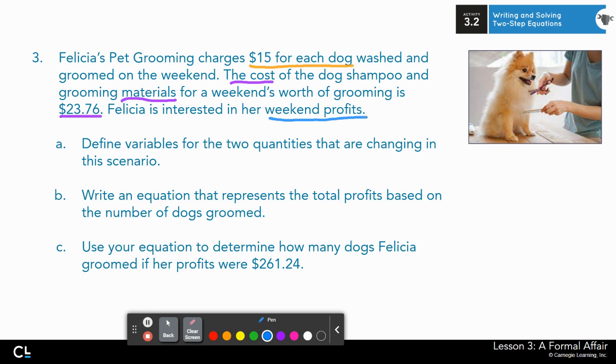That's important. Felicia is interested in her weekend profits. So again, in 3A, you're defining the variables that are changing in this scenario. In 3B, you're writing an equation that represents the total profits based on the number of dogs groomed. And then in C, you're using your equation to determine how many dogs Felicia groomed if her profits were $261.24. Pause here if you need these notes.